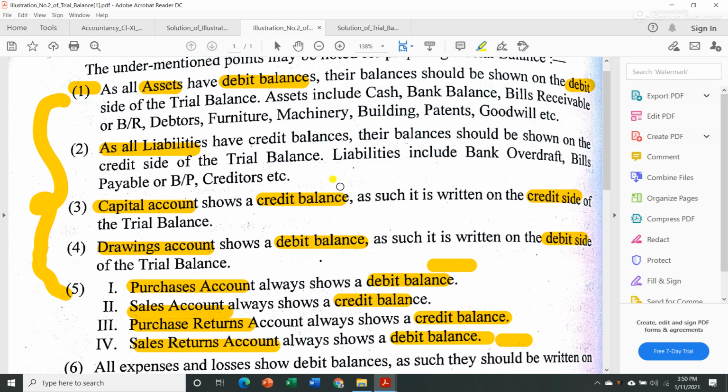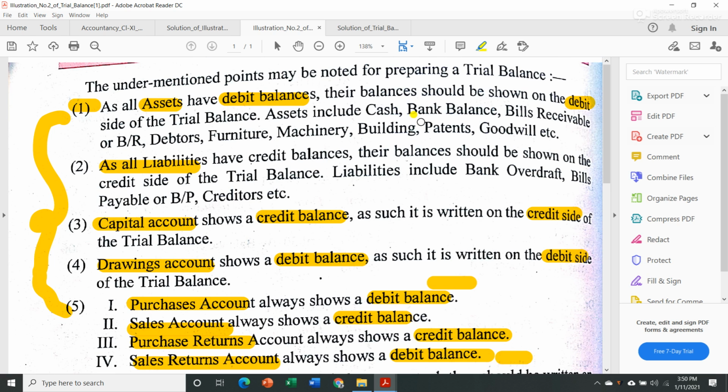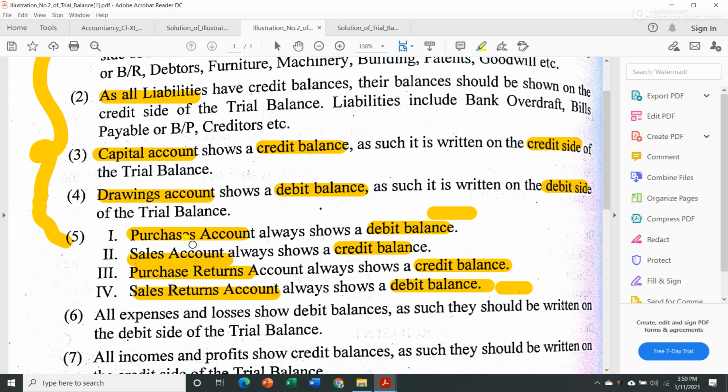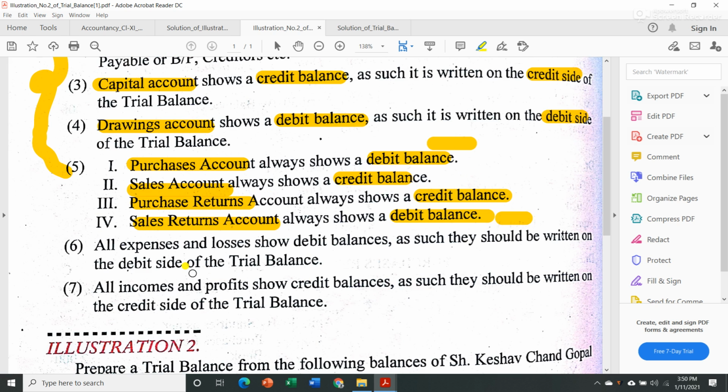Now this you have to learn by heart. Assets debit side, liabilities credit side, capital account credit side, drawings account debit side, purchases account and sales return account debit side, sales account and purchase return account credit side. Then next, all expenses and losses will always show a debit balance, so we will record them on the debit side. Then incomes and profits are the opposite of expenses, so they will be recorded on the credit side.